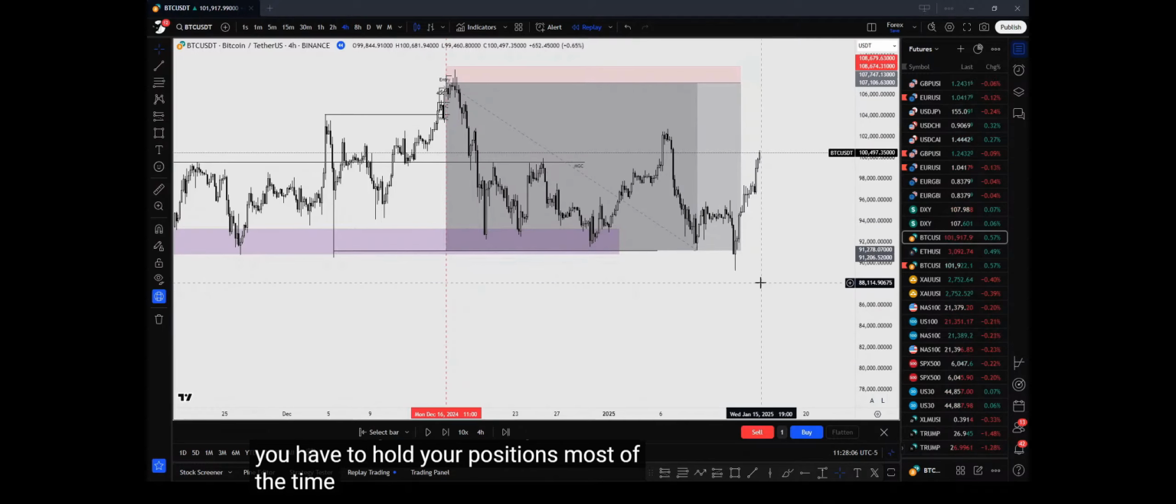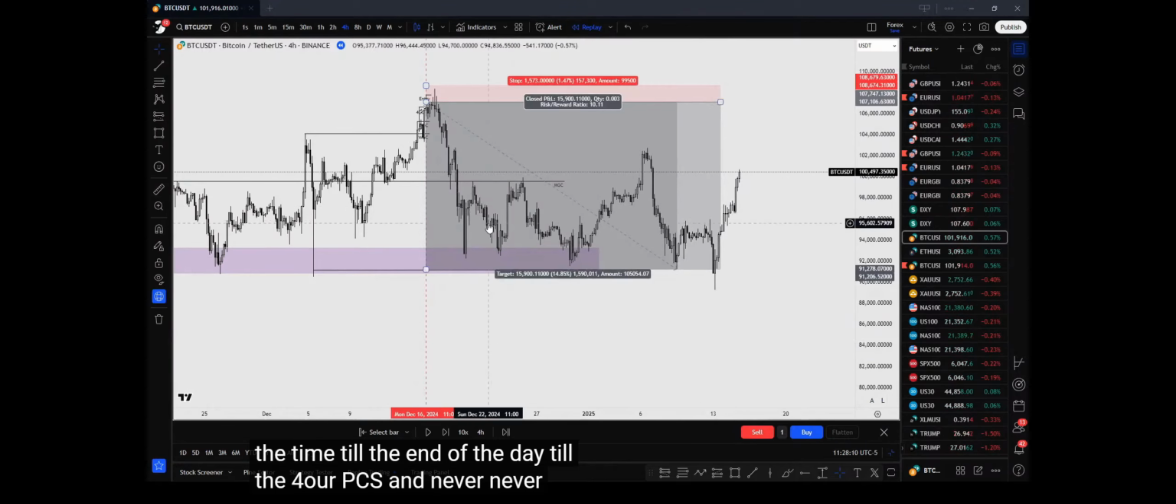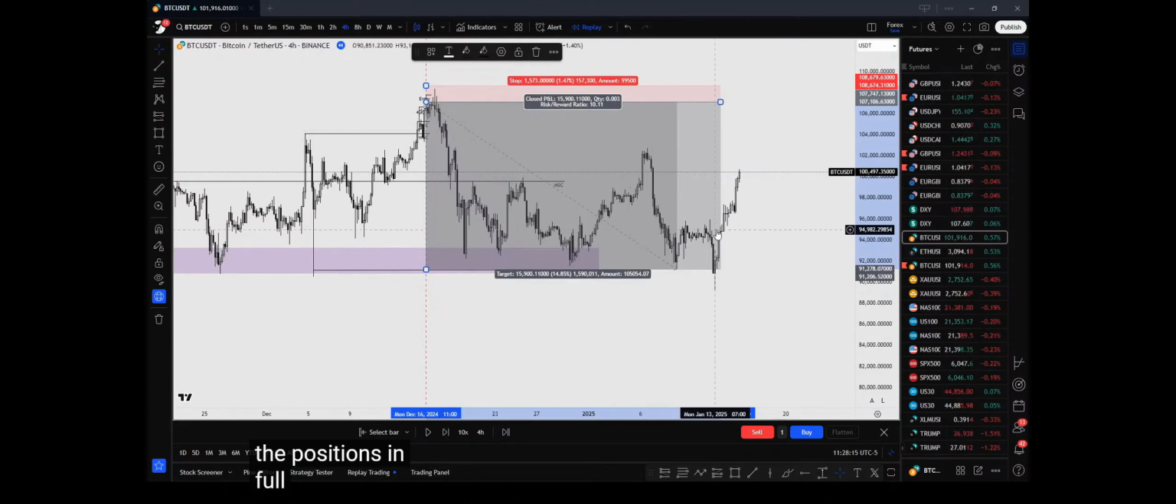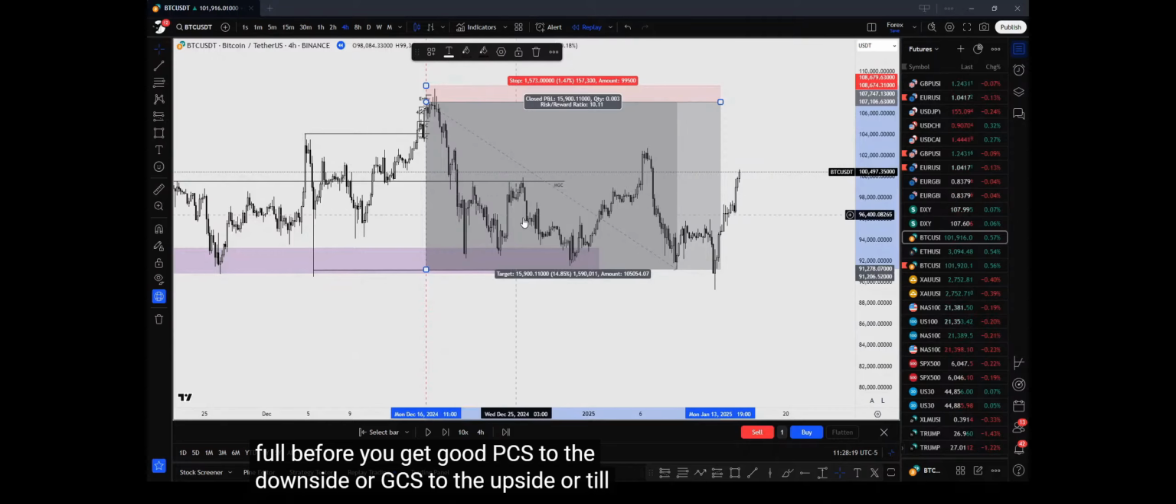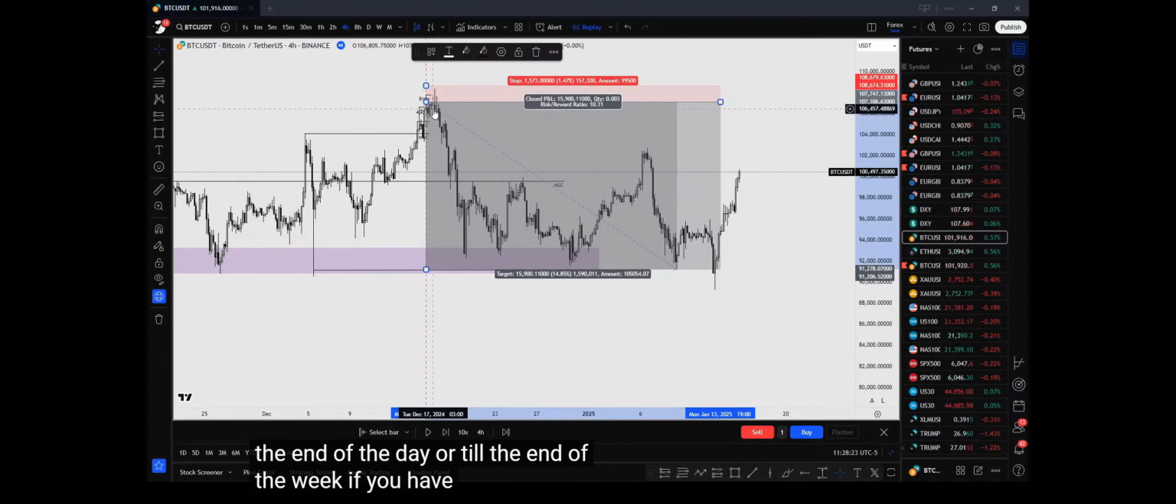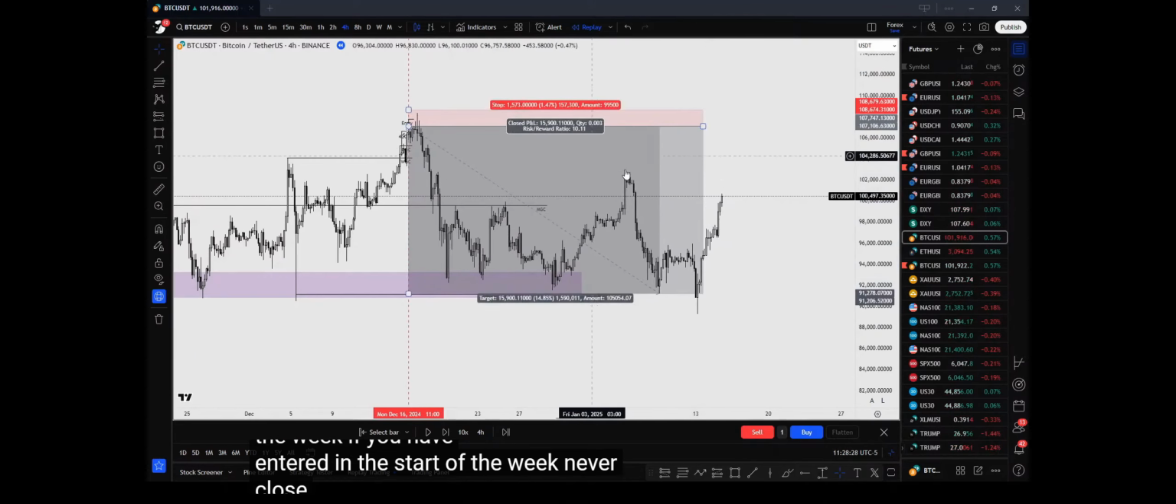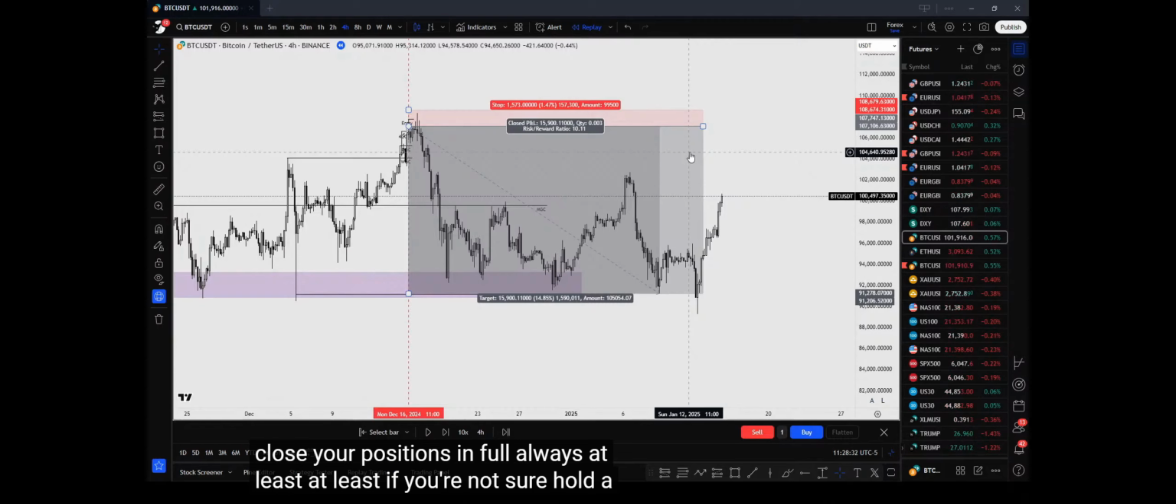most of the time till the end of the day, till the 4-hour PCs, and never, never, ever close the positions in full before you get good PCs to the downside or GCs to the upside, or till the end of the day, or till the end of the week if you have entered in the start of the week. Never close your positions in full. Always, at least if you're not sure, hold a runner.